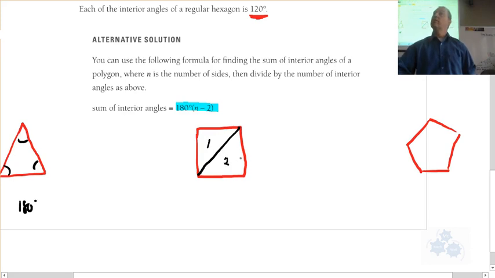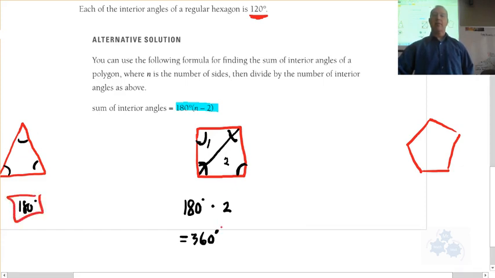1, 2. See that? So what happens here is that this angle and this angle and this angle and this angle is now 180 times 2, because there's 2 triangles there, which is 360. So the sum of the angles of a triangle are 180 degrees. The sum of the angles of a quadrilateral, 4-sided, have to be 360.